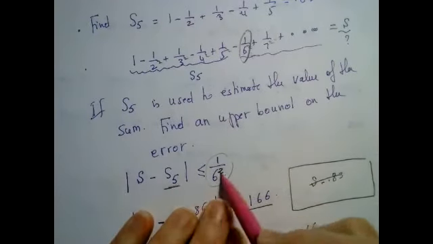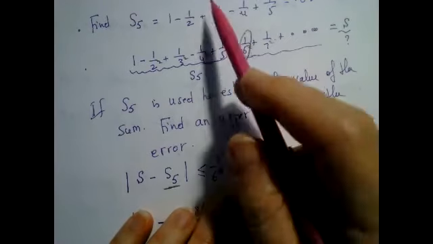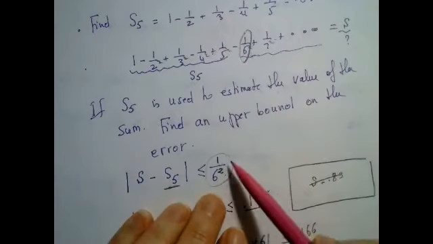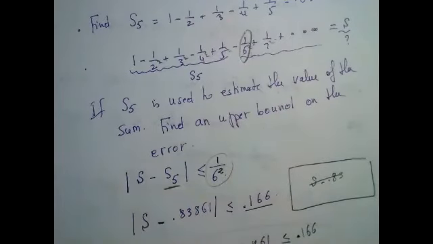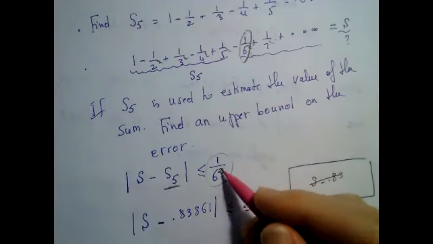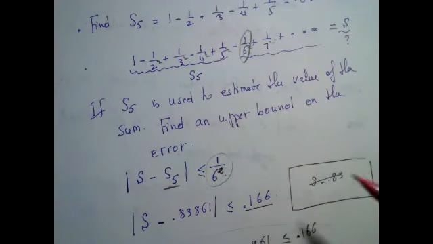So S5 will better estimate the sum than if I take sigma 1 over n, because the terms will go to 0 much faster. So fewer terms are needed to estimate the sum. So that's really the idea of a remainder.